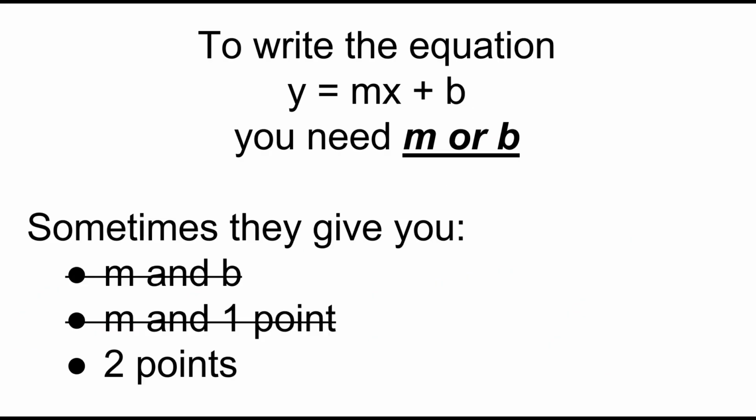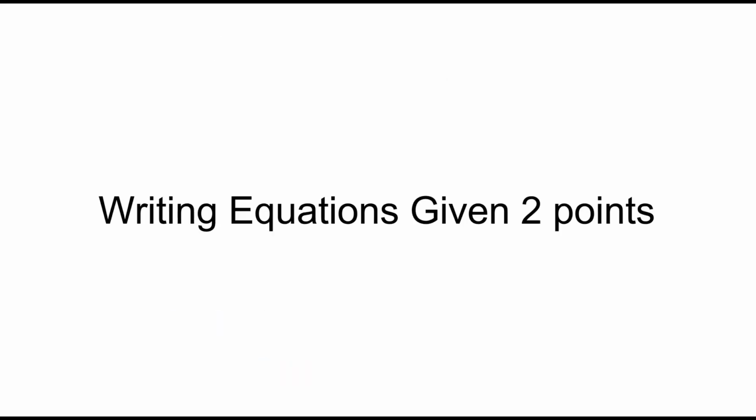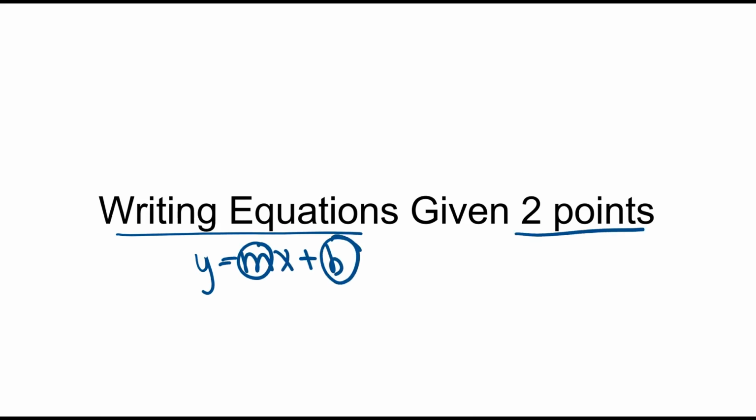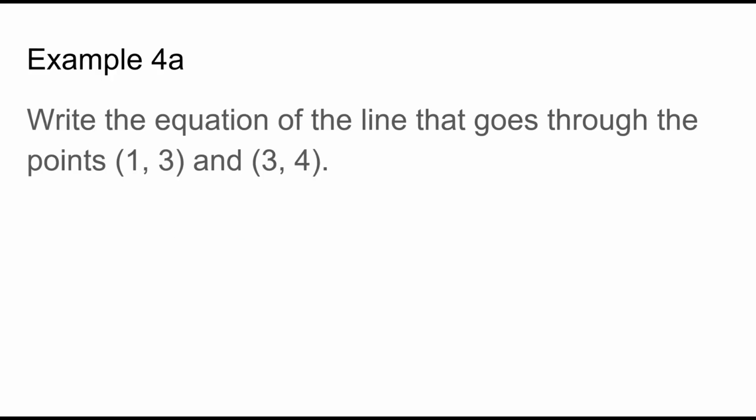Moving right along, in our last set of examples, we dealt with m and b, and we dealt with m and 1 point. Well, what happens if they give us 2 points? When we write equations, y equals mx plus b, remember we need the m and we need the b. Well, they give us 2 points. We don't have m and we don't have b, but we can figure them out. So let's take a look at this first example. Write the equation of the line.